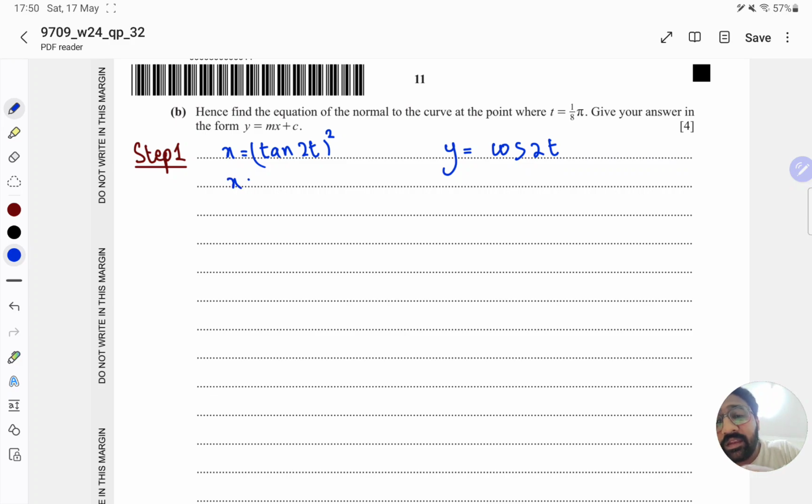Substitute over here. For x, 2 times pi by 8, which is pi by 4. So tan pi by 4 is 1. So 1 squared is 1. Similarly for y, 2 times this is going to be pi by 4. Cos of pi by 4 is square root of 2 by 2.